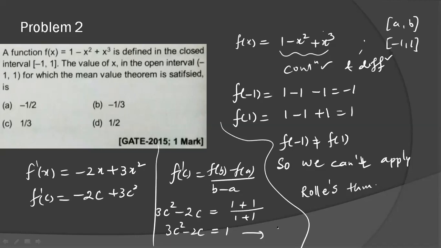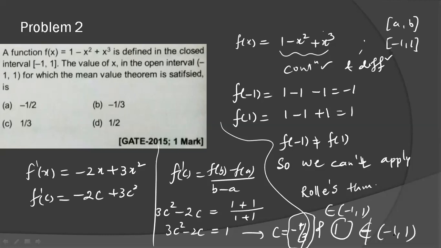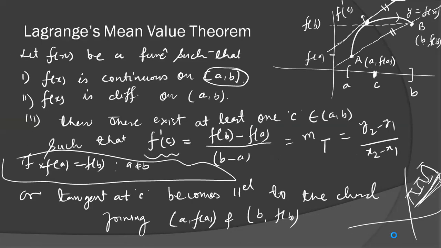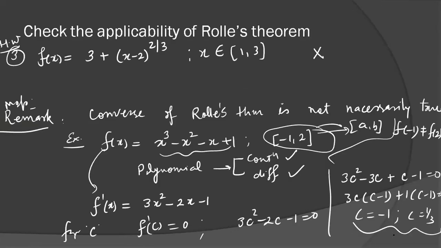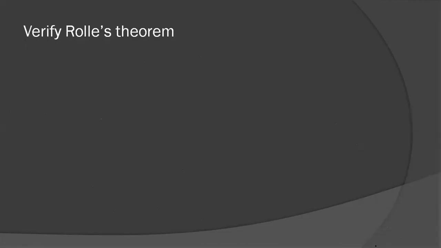If you solve for c, you will get c equal to minus 1 by 3 and 1. Minus 1 by 3 is lying between minus 1 comma 1, but 1 is not lying in the open interval minus 1 comma 1. So I think there will be a correction here in the question. Here both values are not belonging. This value is not belonging to minus 1 comma 2. This value is only belonging to minus 1 comma 2. We have to check in the open interval. So make a correction: minus 1 to 2 open must be. There will be an open interval on the boundaries.